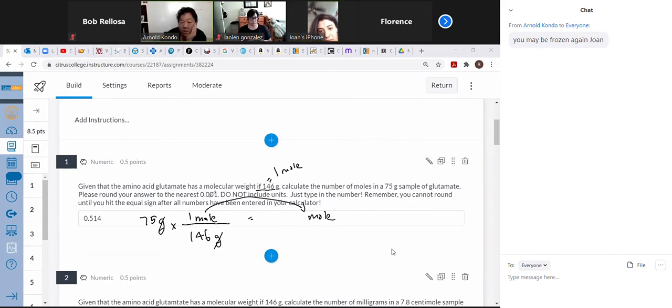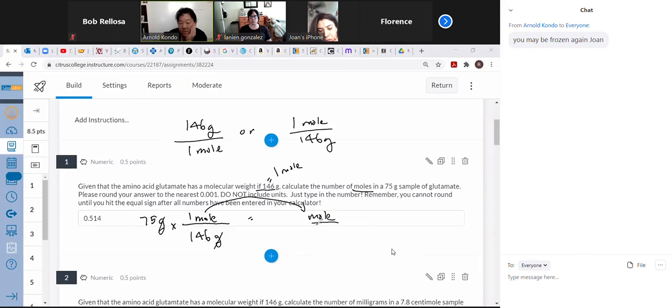In this case, the given isn't what you start with. The whole idea for any of these problems is whenever you have the molecular weight, always write it this way, where you have to express everything as a fraction, with either the grams or the moles on top. The key point here is calculate the number of moles, so moles has to be in your final answer.